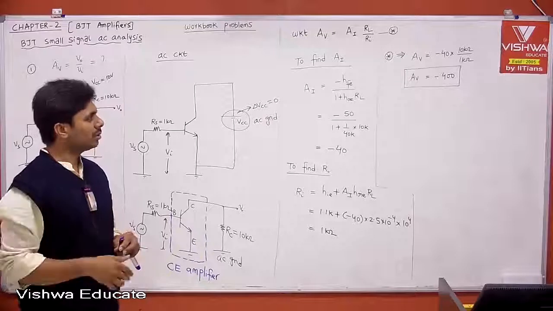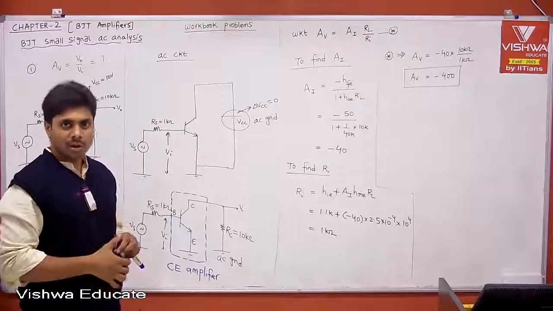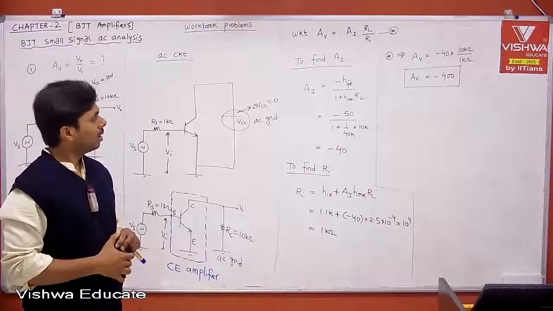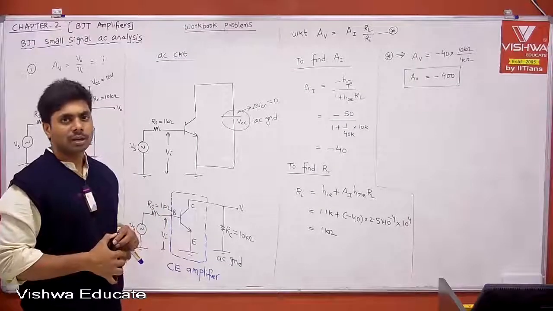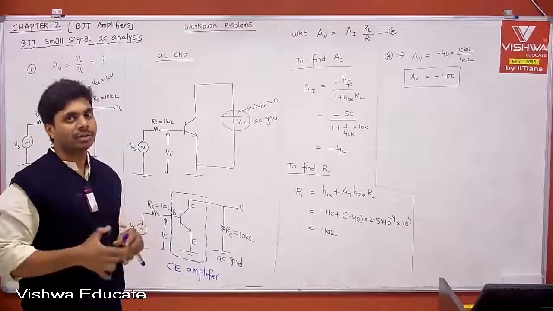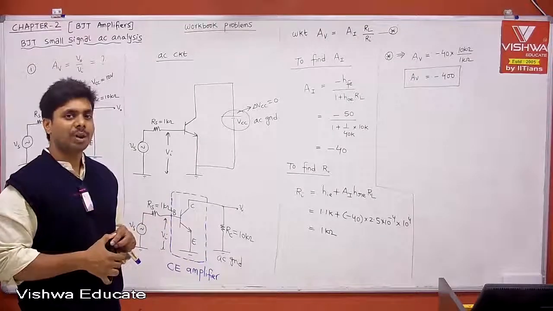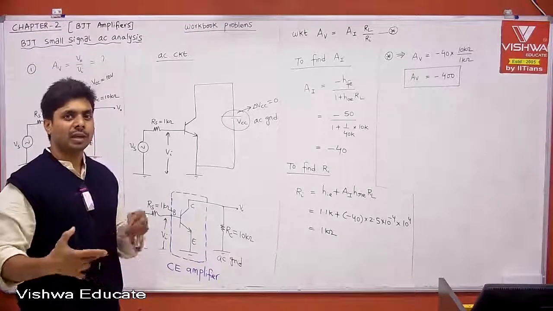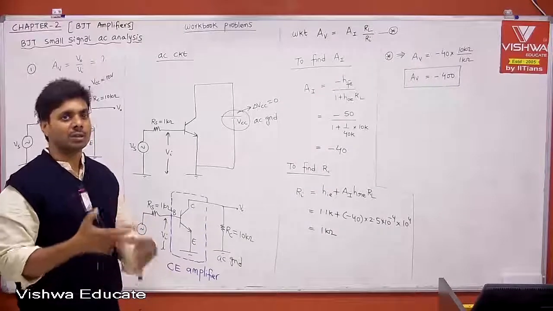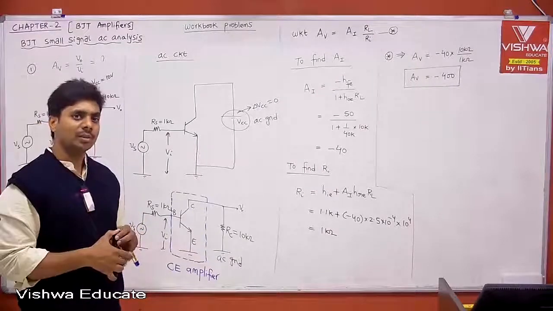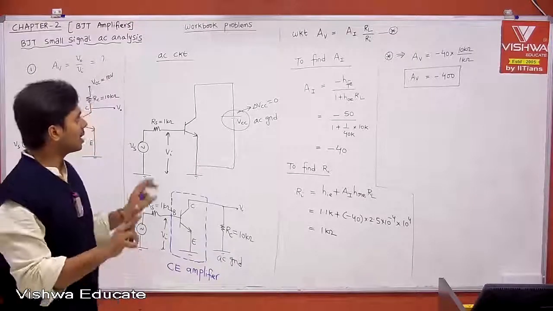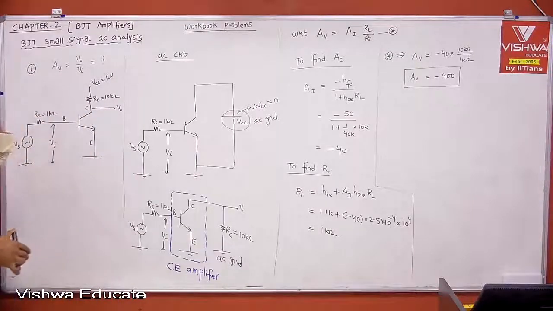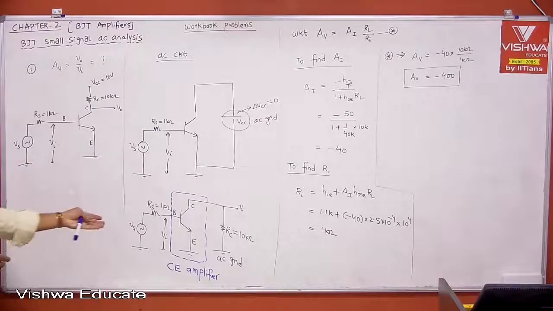Maybe before proceeding to the next problem, I want to explain or let us have some observations and some conclusion. Then that will help you to solve the second problem. And as we continue, we can have the link between one configuration to another configuration or one problem to another problem. That is very important. Linking is very important. Therefore, I can say the problem is over. Now, let me explain a little bit of theory about the common emitter amplifier.